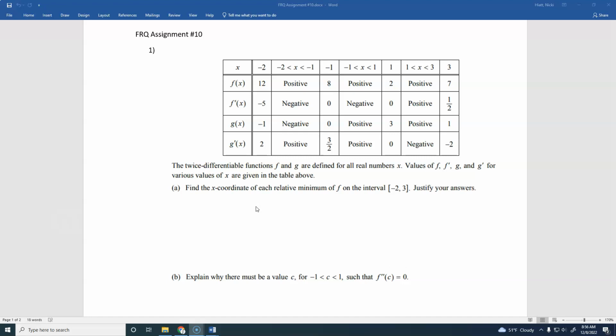Twice differentiable functions f and g are defined for all real numbers. X values for f, f prime, g, and g prime for various values of x are given in the table above. Find the x coordinate for each relative minimum of f on the interval from -2 to 3 and justify your answers.